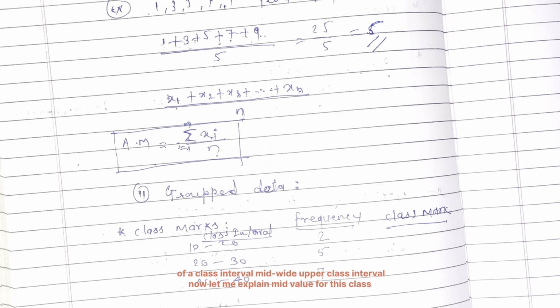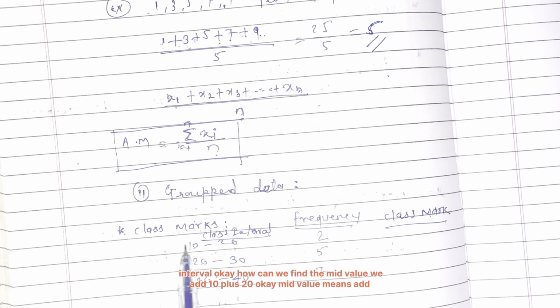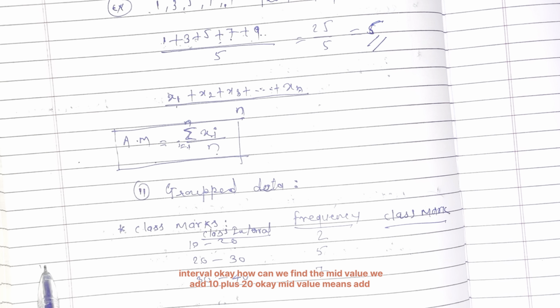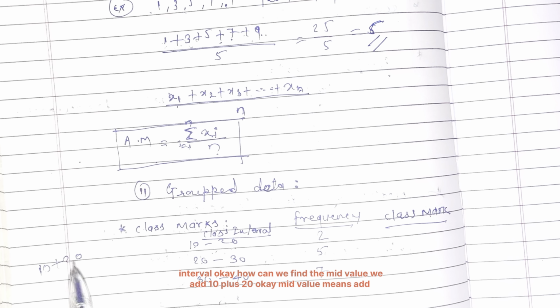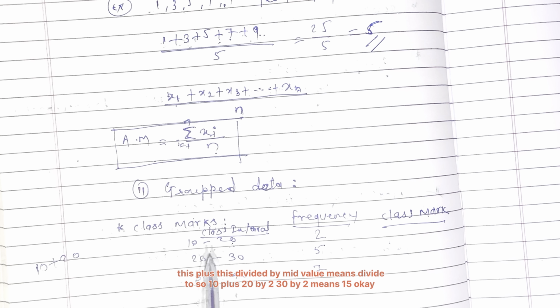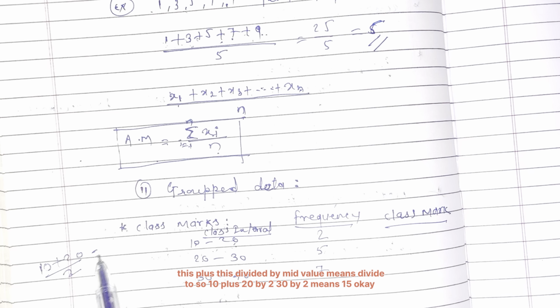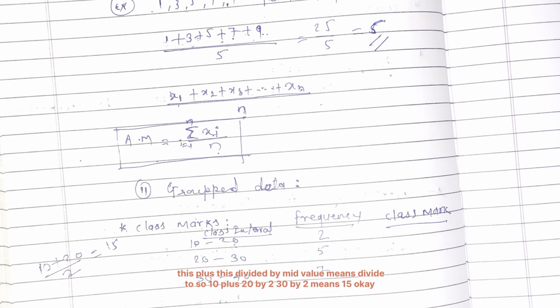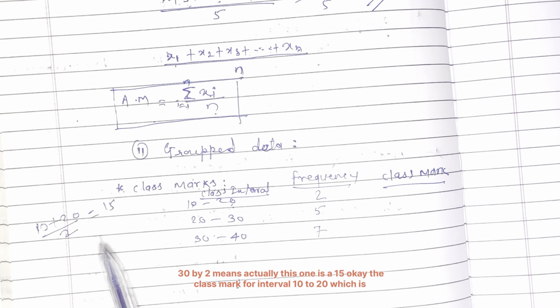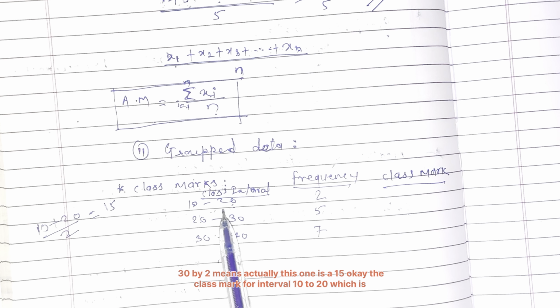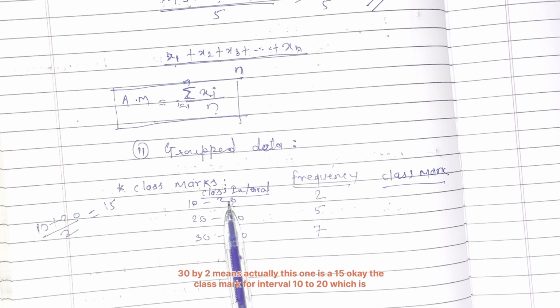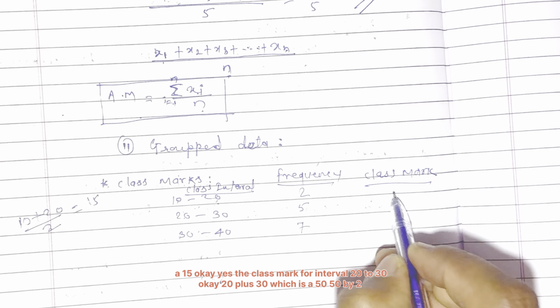Now let me explain the mid value for this class interval. How can we find the mid value? We add 10 plus 20, and divide by 2, because mid value means divide by 2. So 10 plus 20 by 2, 30 by 2, means 15. The class mark for the interval 10 to 20 is 15.